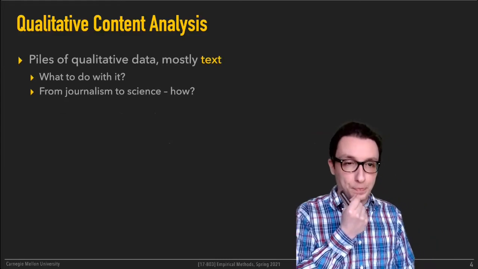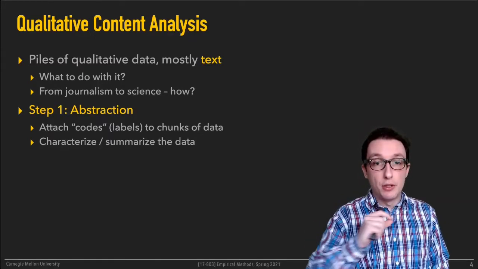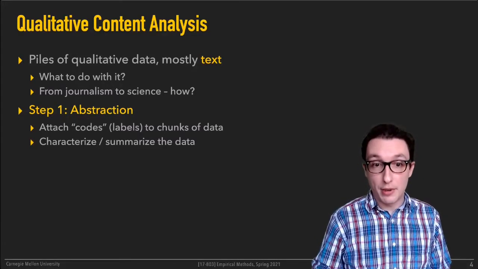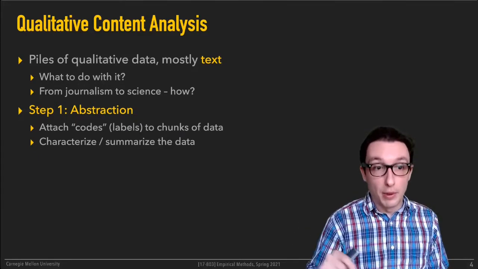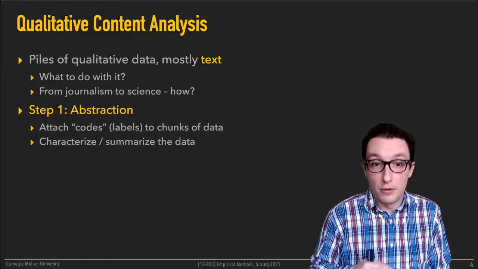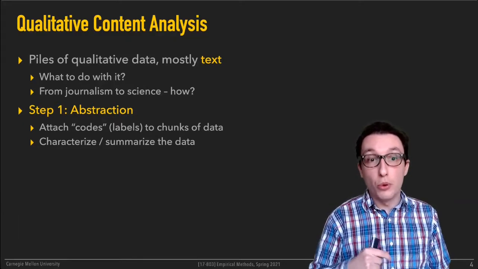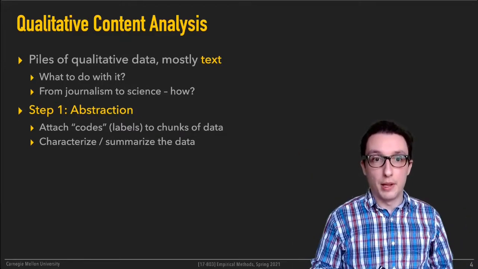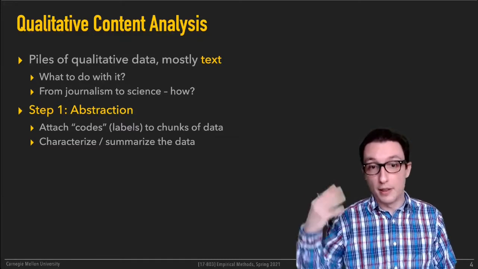Okay, so you have all this text, and what do you do with it? How do you turn this into science? So the first step is to abstract a way to organize this text, so create some abstractions. And we call this coding. We call this assigning codes, or coding, or labeling, if you will, chunks of this textual data. We're talking about, for example, interview transcripts or survey questions or what have you. The point of this is to help you organize this huge pile of text. It's just too much text to think about at once. So you want to abstract away, make this easier to organize and easier to analyze and think about and synthesize and so on.